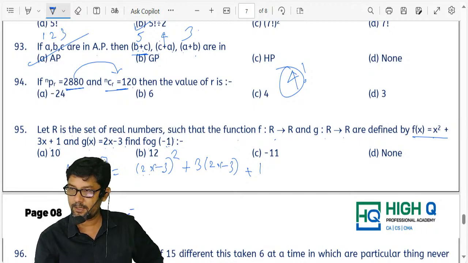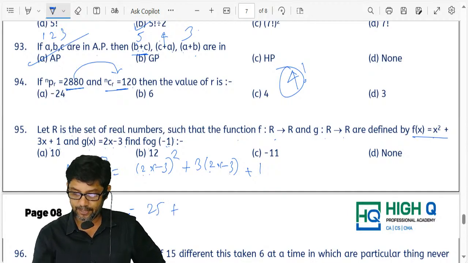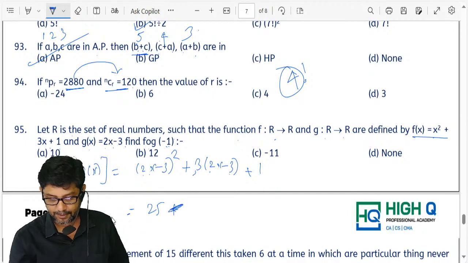Minus 2 minus 3 is minus 5, which squared is 25. Minus 2 minus 3 is again minus 5, so minus 15.